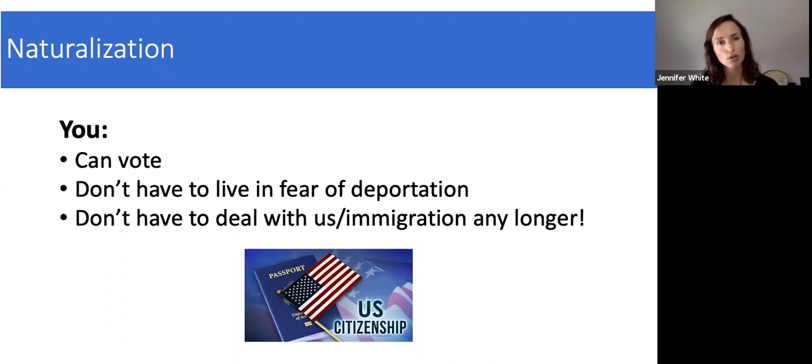Well, the benefits are as follows. You can vote. You don't have to live in fear of deportation, which is wonderful. And you don't have to deal with US immigration any longer, or deal with the lawyer or the advocate. A lot of times immigration is so stressful for people that they're just relieved not only to be a citizen, but to be free from the process and having to deal with me or other advocates. One small exception: citizenship is generally not revocable, but there have been a few instances of this for folks who were involved in Nazi activity or terrorism. The US government has revoked citizenship, but it's extremely rare.